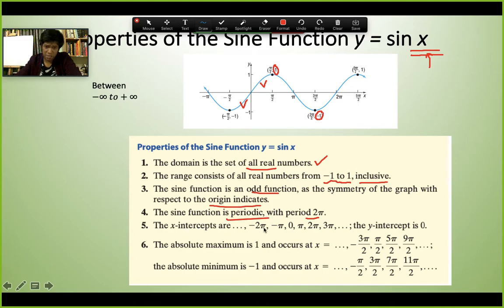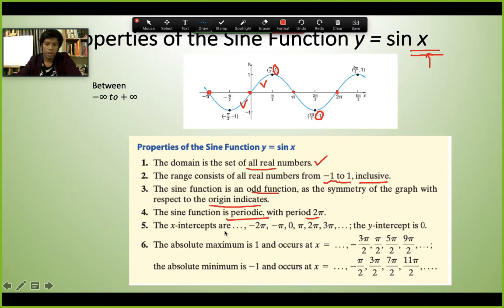The x-intercepts are where? This is the x-intercept, which is 0 degrees, then pi, then 2 pi, and it will continue. The previous ones will be like minus pi, and then minus 2 pi. These are the x-intercepts.